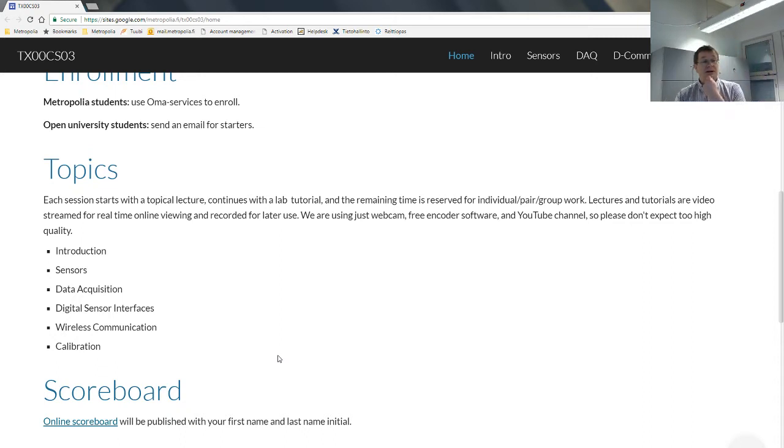Then digital interfaces. Data acquisition is more like A to D conversion. And then the digital sensor interfaces mean these serial buses, mainly 3 different serial buses, which are commonly used on different kinds of digital sensor circuits. Wireless communication, actually that was one part designed for Kimmo, but since Kimmo is not teaching, I need to take a look at some of my archives and see if we have the equipment.